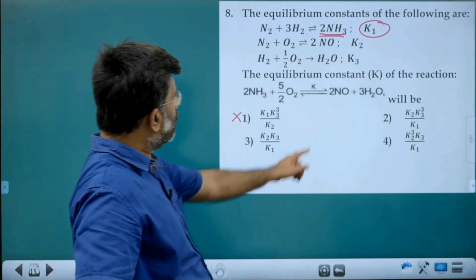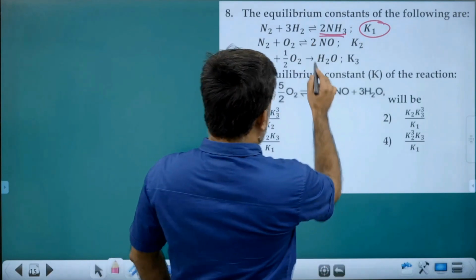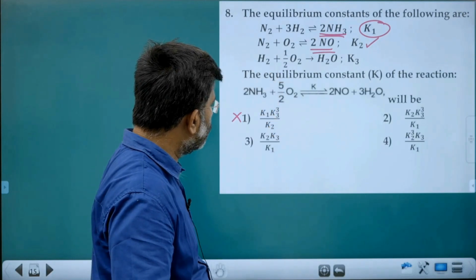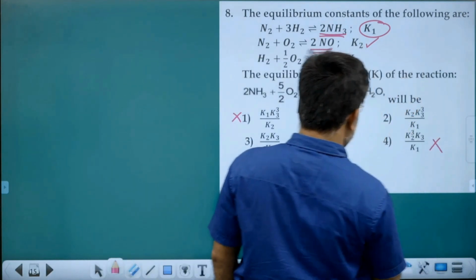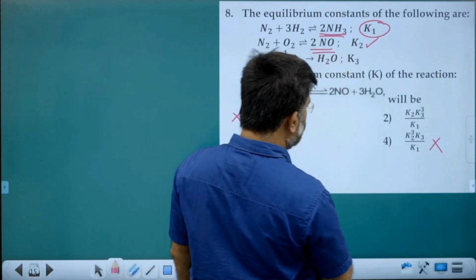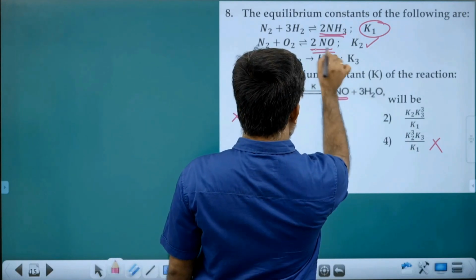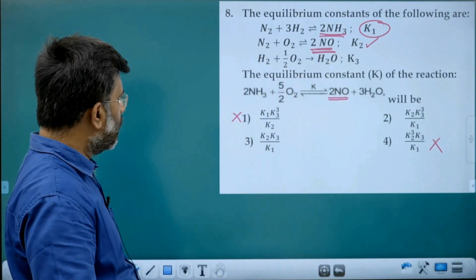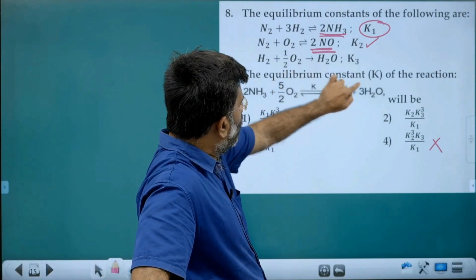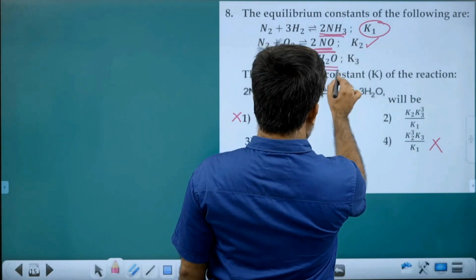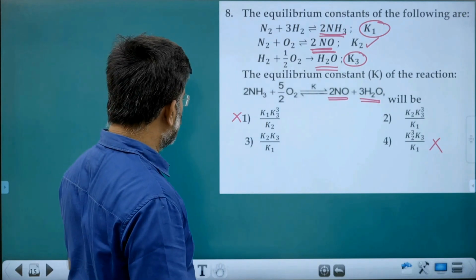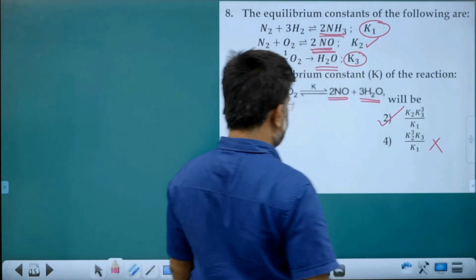Now, I want 2NO on the right hand side, so I want K2 on top. K2 on top, so this value is out. Here K2 is on top, but it is raised to 3, which is not required. 2NO, 2NO, so K2 remains as such. Now we are left with 2 and 3. Now I want 3 water molecules on the right hand side. Here there is 1 water molecule with K3, so 3 water molecules means K3 raised to 3. So the answer is the second choice.